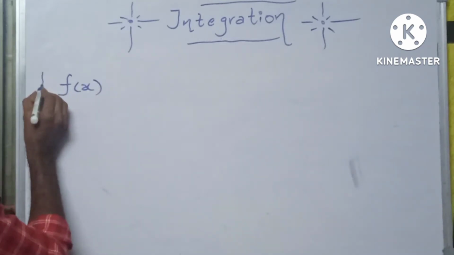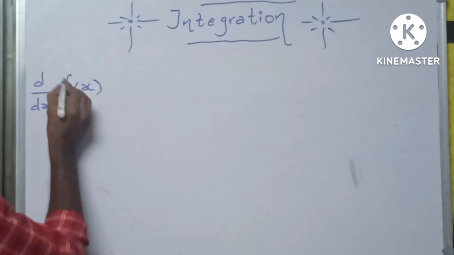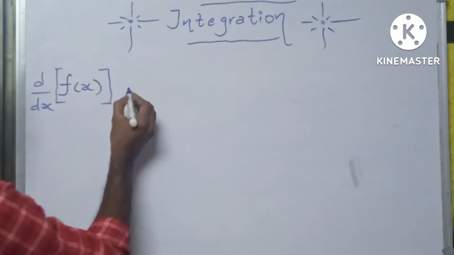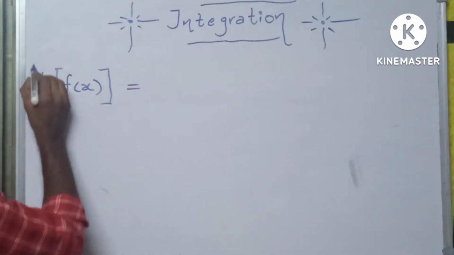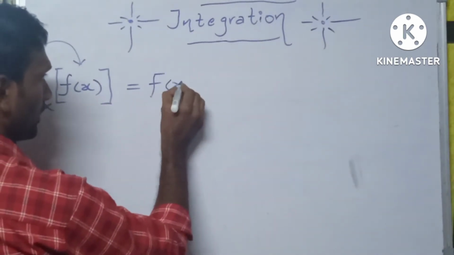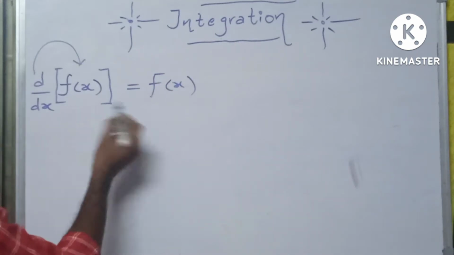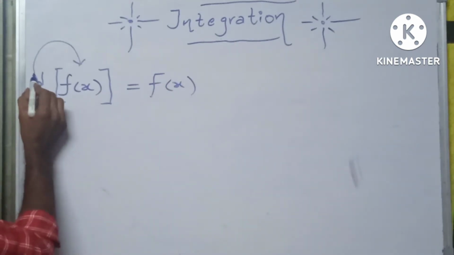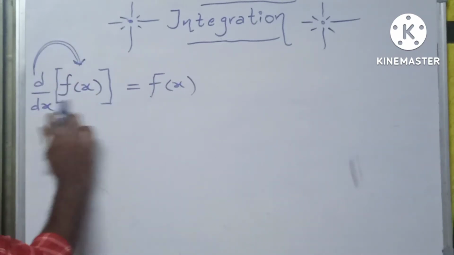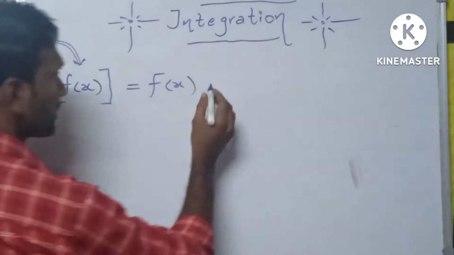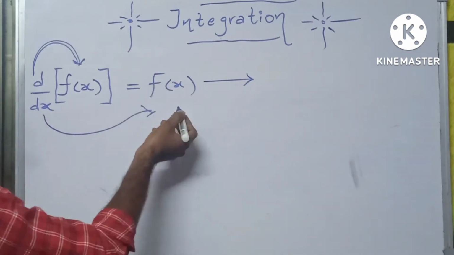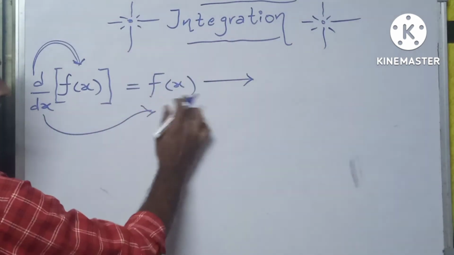Let f of x be the given function. Now the derivative of this function is denoted by d by dx of f of x equals to capital F of x. So this is the definition of differentiation. That means the process to find the derivative of this function f of x with respect to x is known as differentiation. From this equation, now write like this: derivative coming to second side changes as anti-derivative of this function capital F of x.